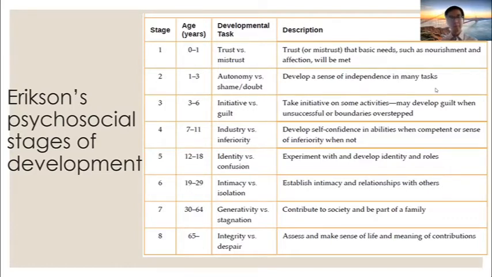So the children in this stage need to build a sense that they are autonomous. They have the autonomy to do things independently. They don't have to rely on other people to do it, or be controlled by other people. They are not controlled by destiny or fate or environment. They themselves can control themselves. That's the sense they need to develop. If they finish the major task in this stage, they can develop a sense of autonomy.